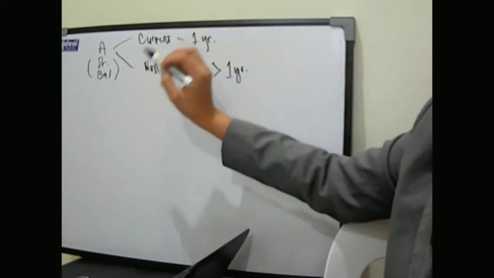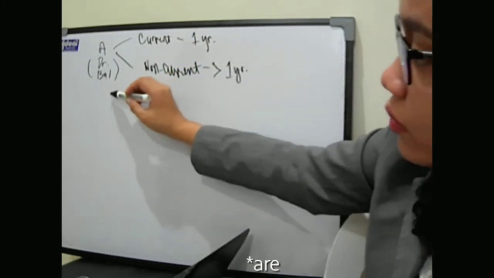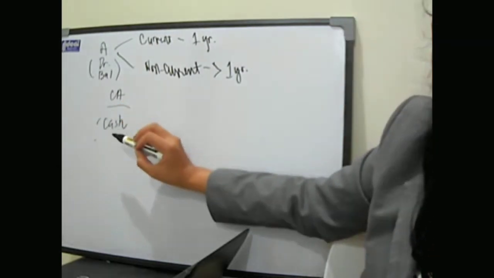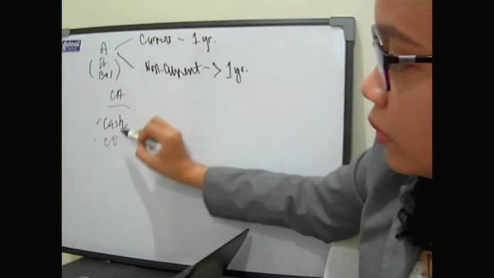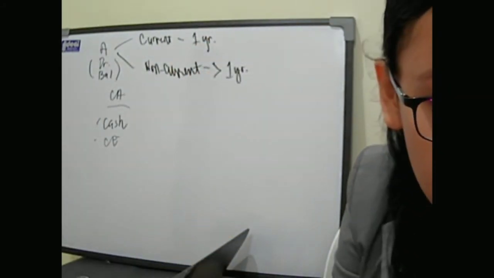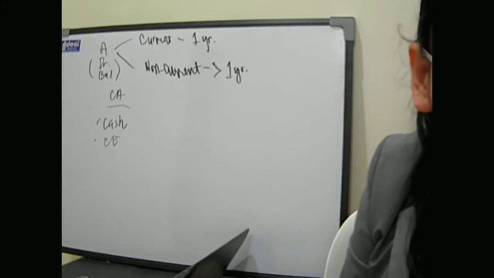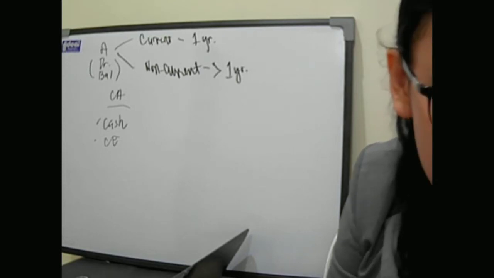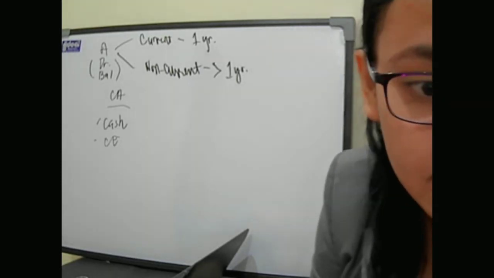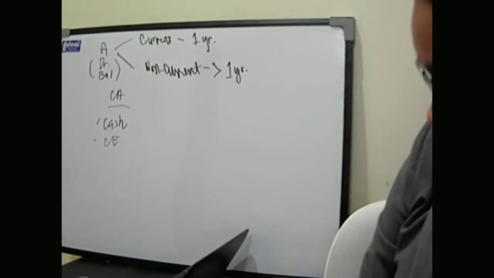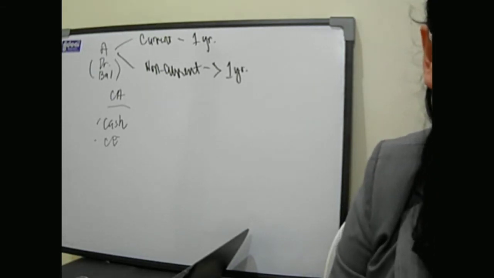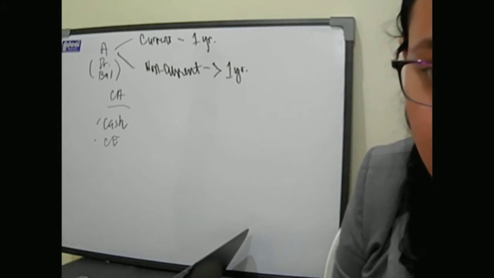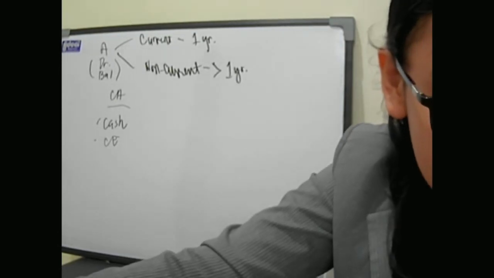The most common types or examples of current assets are, so we have cash, very liquid. Cash equivalents are short-term, highly liquid investments that are readily convertible to known amounts of cash and are subject to an insignificant risk of changes in value. So ito yung mga bills na within 3 months lang yung maturity niya. After 3 months, mako-convert mo na siya sa cash, mga treasury bills.